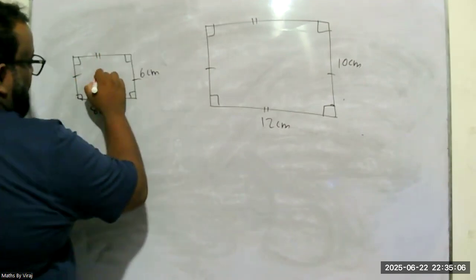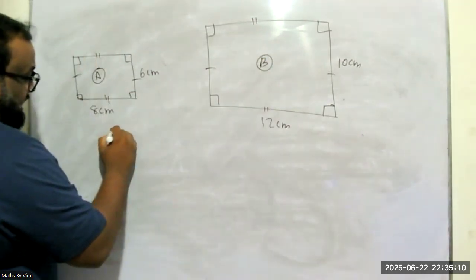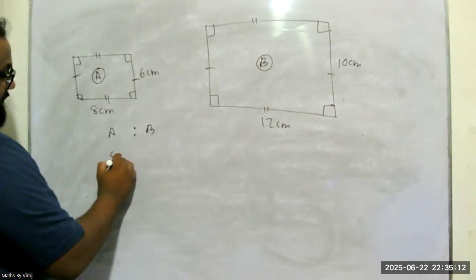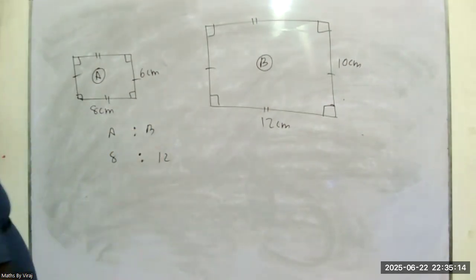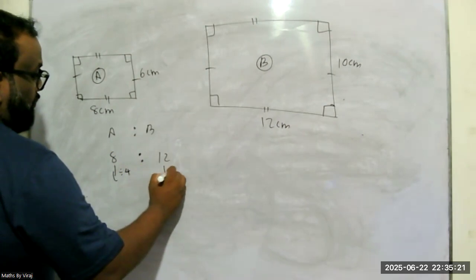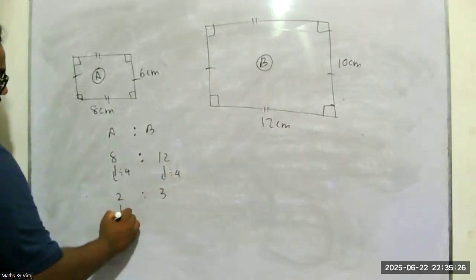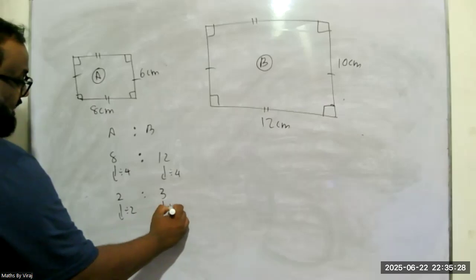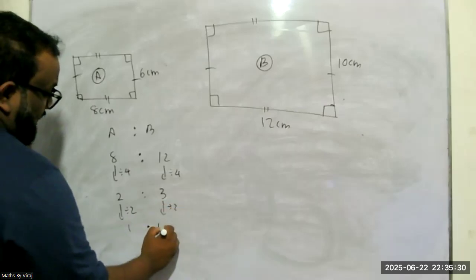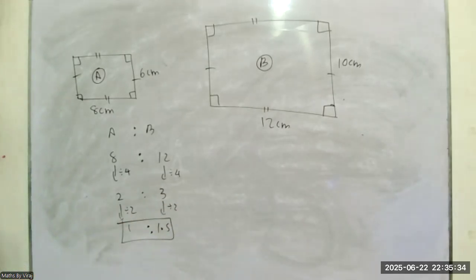If I label this as A and this as B, A is to B. Let's think of 8 is to 12. If I divide this by 4, what would I get? 2 is to 3. If I further divide this by 2, what would I get? 1 is to 1.5. Now I'm giving you different insights of the same question.